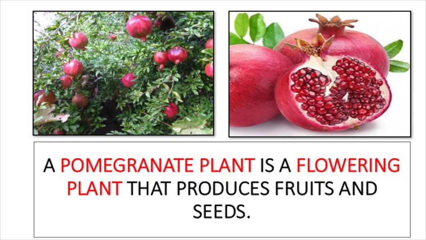Now, next one, a pomegranate plant. Can we say, a pomegranate plant? A pomegranate plant. Very good. Is a flowering plant that produces fruits and seeds. Now, has anybody ever eaten a pomegranate before? Yes. Well, you notice how with a pomegranate, you have to open it, like in the picture here, and then we have all the little seeds. And we can use a spoon or a pin to pick them out and eat them. So another example of a flowering plant.